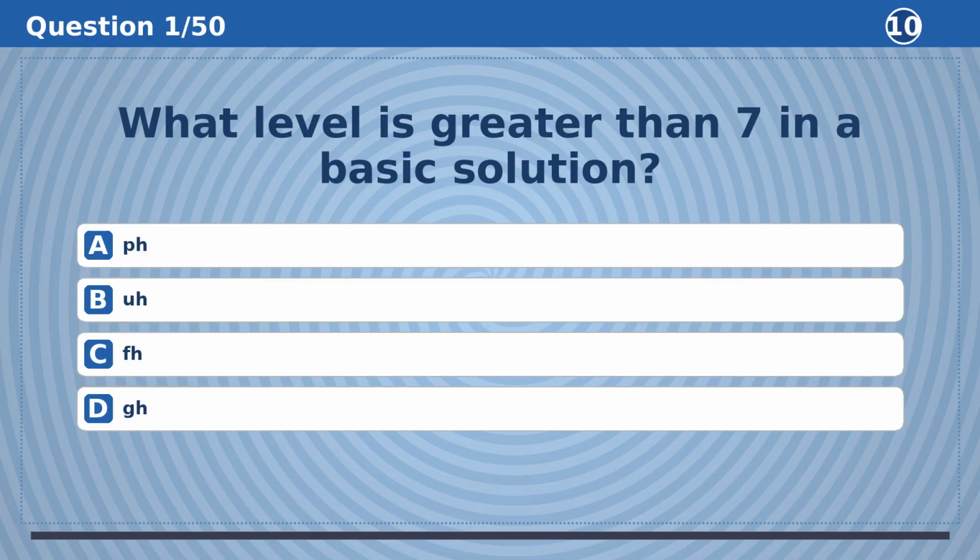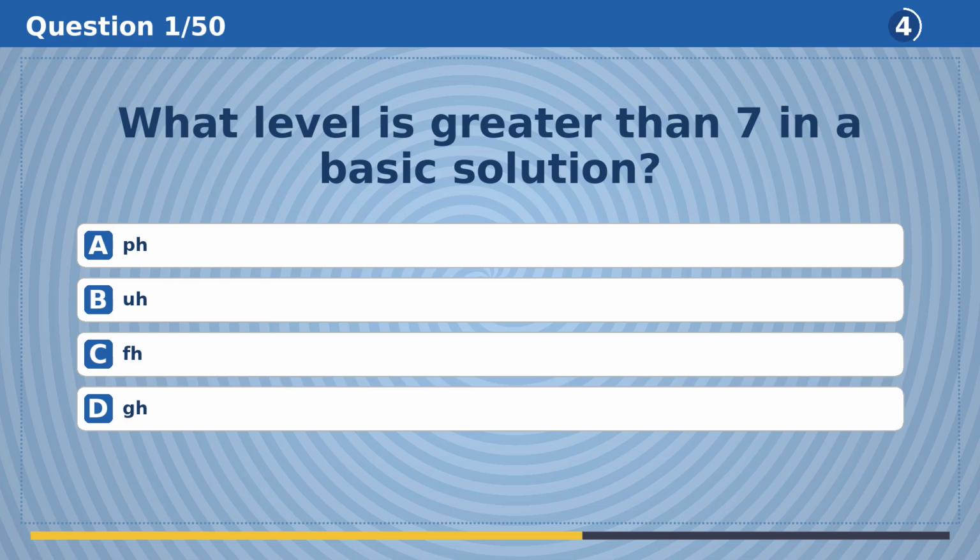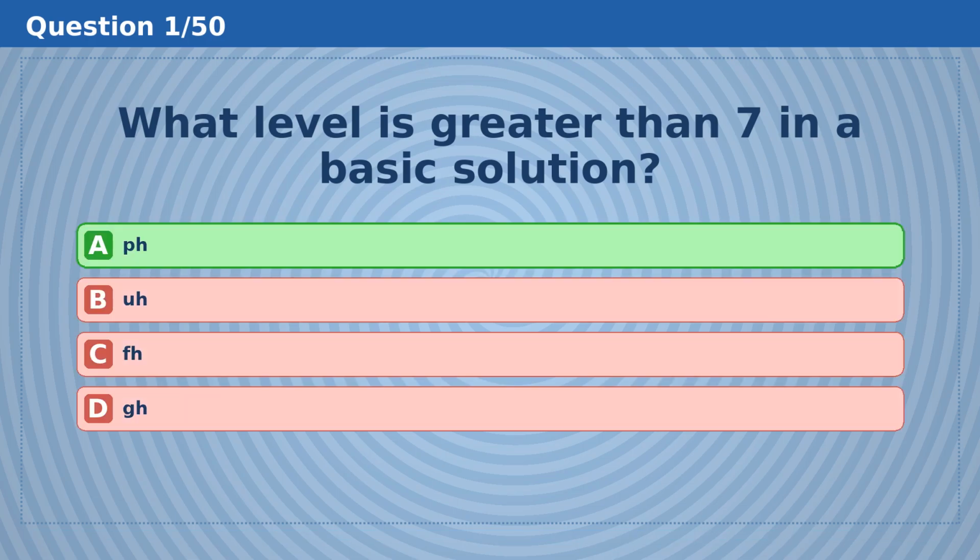3, 2, 1. What level is greater than 7 in a basic solution? The answer is A, pH.